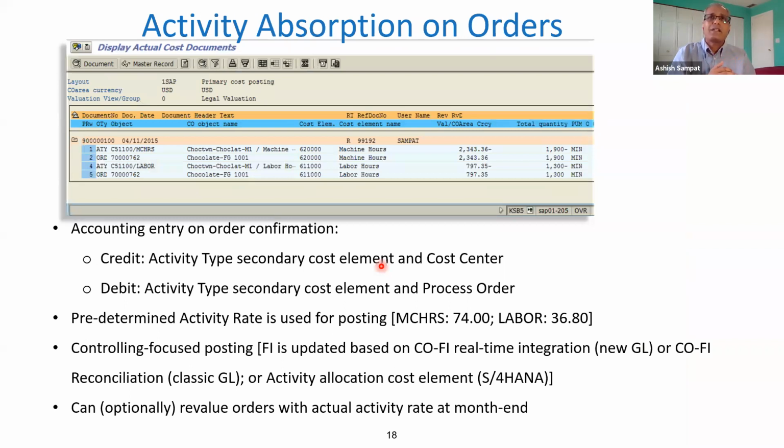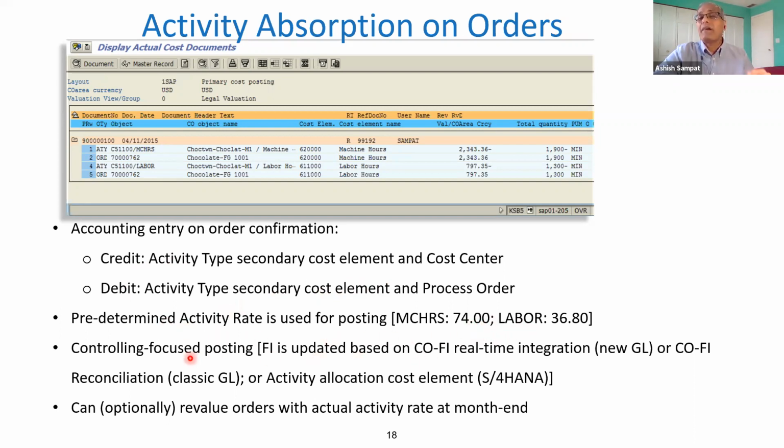Lastly, we'll look at the activity absorption on orders. How exactly is it determined? So if we look at this, it is nothing but KSB5, a controlling document, which basically says that I confirm 1900 minutes of activity machine hours, and I confirm 1300 minutes of activity labor. So a little over 30 minutes and 20 minutes for each of the two activities. Here we of course have the amounts that are used, and note the cost elements that are used here, along with the accounting entry, which basically says debit the order and credit the cost center and the activity type. That's how the accounting entries work. And the predetermined activity rate was used.